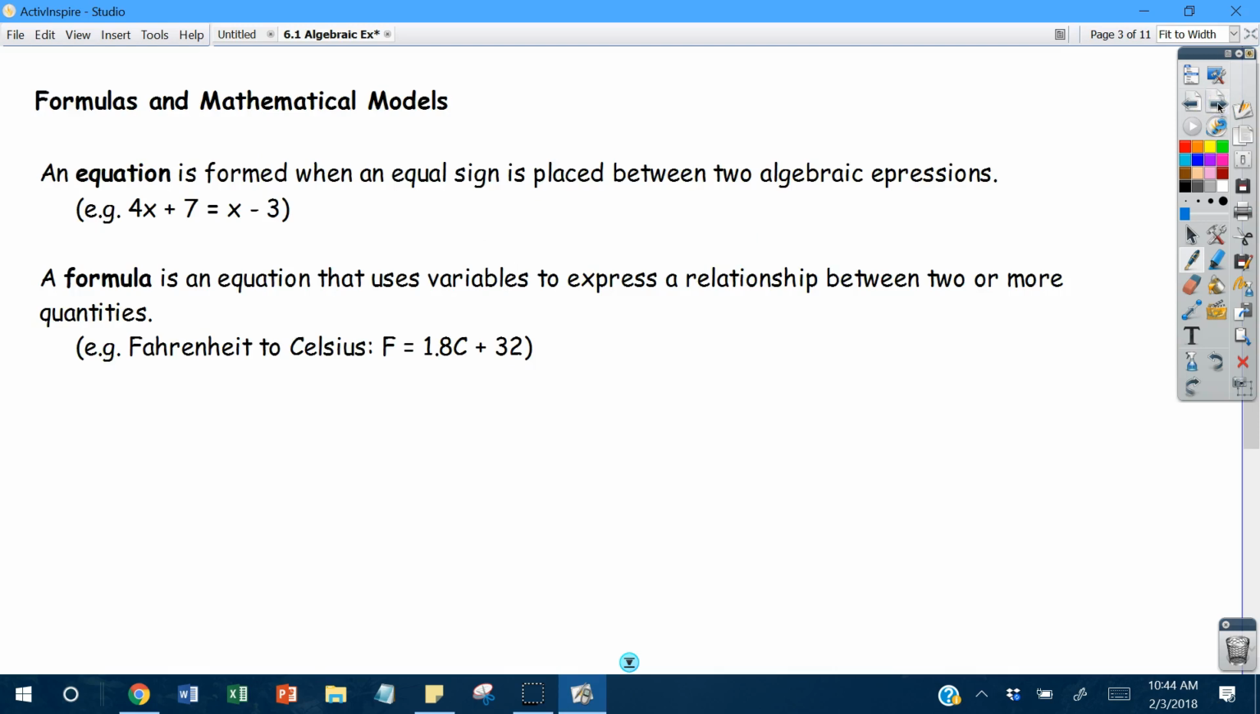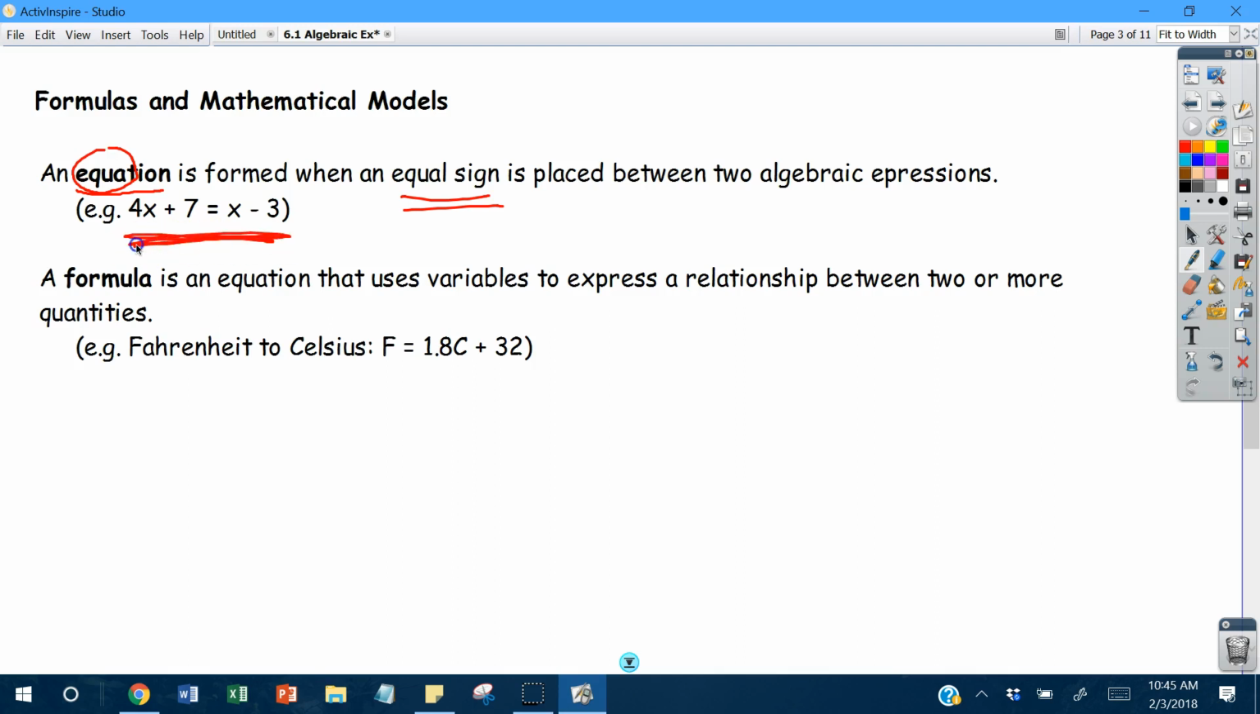So the next definition we have here is an equation. An equation is just two algebraic expressions that are connected with an equal sign. So the word equal is kind of present in the word equation. So you have two expressions that are set equal to each other.